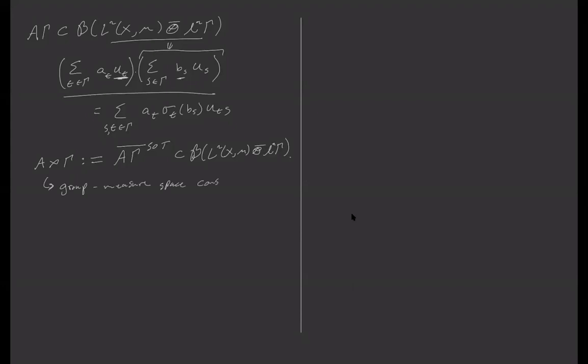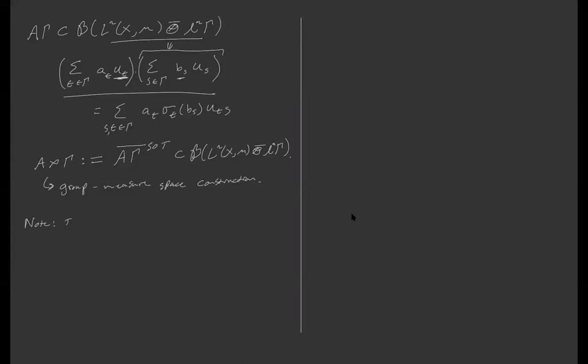And this is due to Murray and von Neumann. So one remark I should make at this point is that the group measure space construction can also be done. I assumed that it was a measure preserving transformation, and this can also be done in general if you just have a transformation which just preserves the measure class. So this is just a remark.